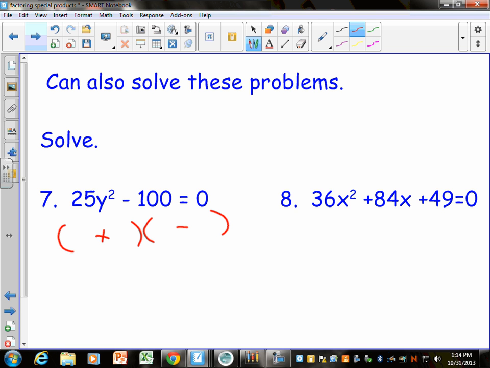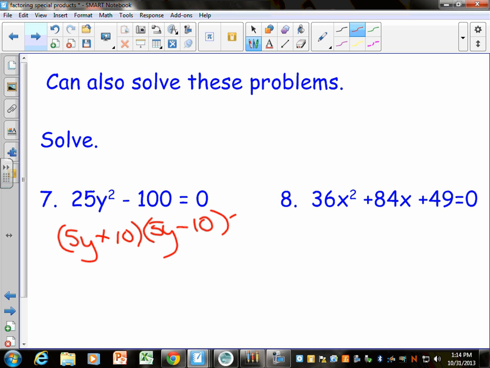What gives you 25y squared? 5y and 5y. If you don't know what the square root of these numbers are, there is a square root button on your calculator. It's right above x squared on my calculators. If you don't know how to use that button, let me know. But the square root of 100 is 10. And if it just said factor it, you're done there.